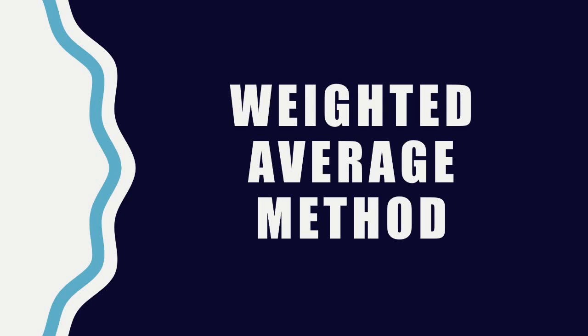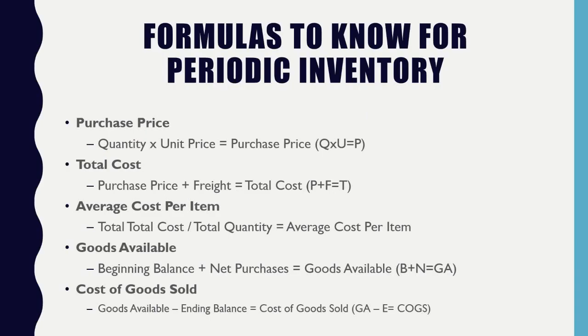That means no matter how many batches of inventory we purchase, we're going to spread the total cost evenly amongst the entire quantity. That's weighted average. In this case, everything is going to be the same except for one formula, which is the cost per item.